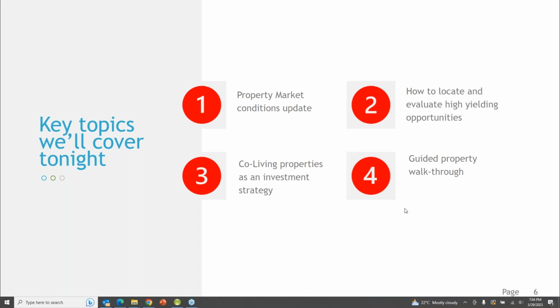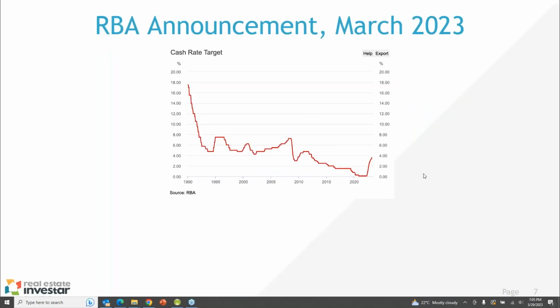So some of the key topics were, again, we're going to look at the property market, what's happening, the changes that are coming through. We're going to show you how to locate and value those higher cash flow type properties. We're going to explain the strategy around that in a lot more detail. Fairly new concept, it's really getting a lot of momentum from those looking for high cash flow type properties. And we're actually going to do a walkthrough of an actual property and explain that in a bit more detail.